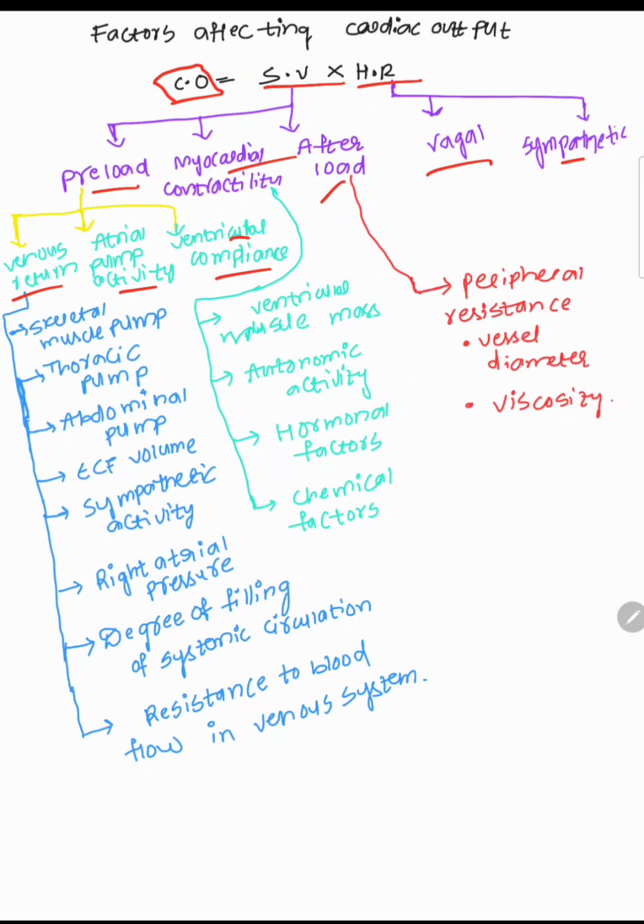Myocardial contractility depends upon ventricular muscle mass, autonomic activity, hormonal factors and chemical factors. Afterload depends upon peripheral resistance. Peripheral resistance depends upon the vessel diameter and the viscosity. Then heart rate depends upon the vagal stimulation and sympathetic stimulation. See, you draw this flowchart on the very first page, so that the examiner understands you have a great idea. And next you explain each of them separately, so that you can get good marks.